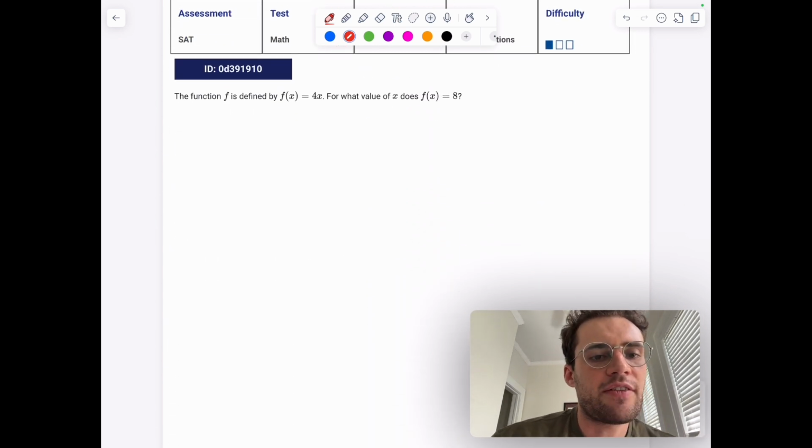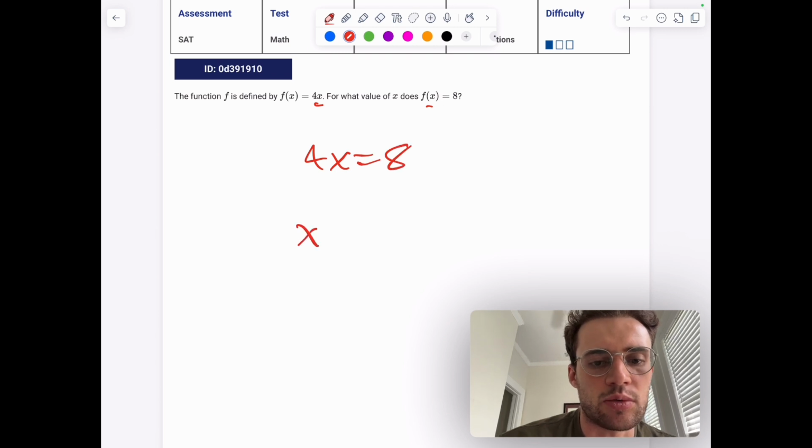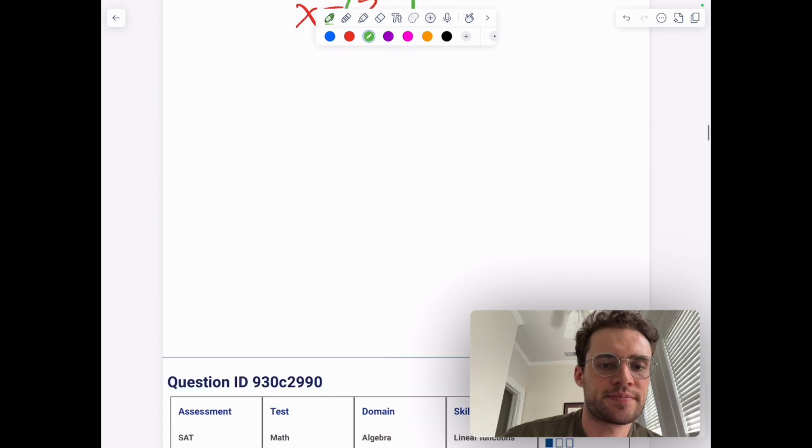The function f is defined by f of x equals 4x. For what value of x does f of x equal 8? Okay, well, we know f of x equals 4x, so 4x equals 8 when x equals 2. Now you can think what times 4 gives you 8, which would be 2, or just divide both sides by 4 to get rid of the times 4. 8 divided by 4 is still 2. So 2 will be your answer.